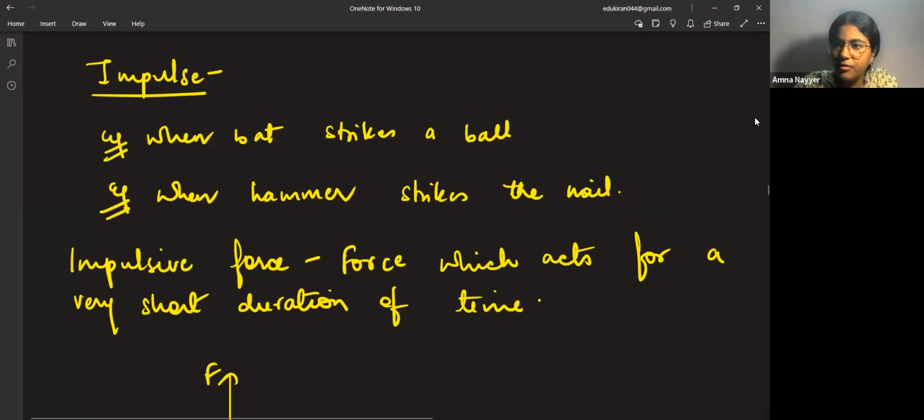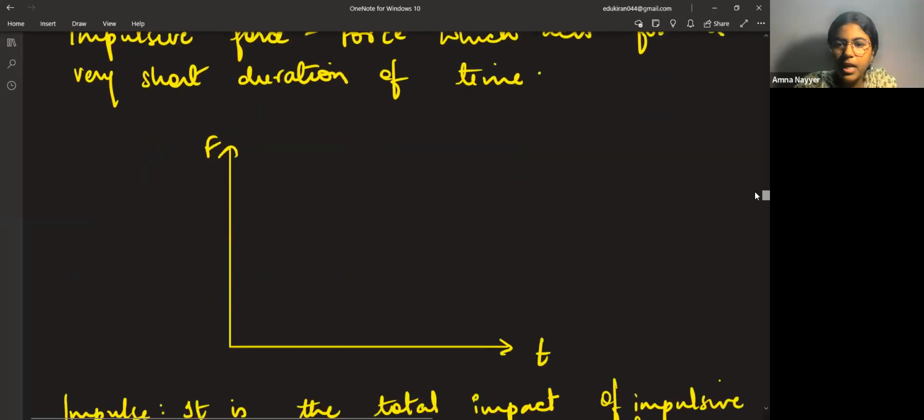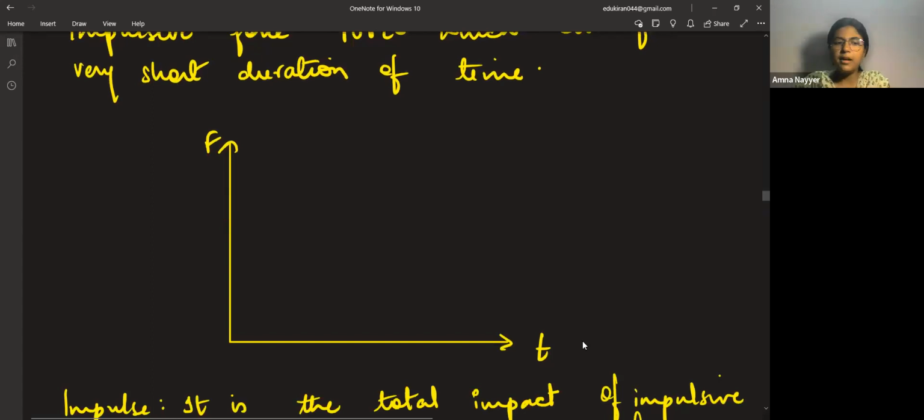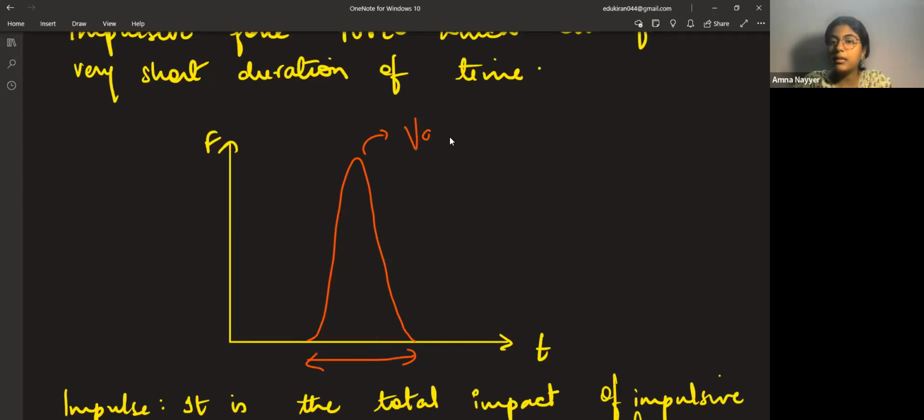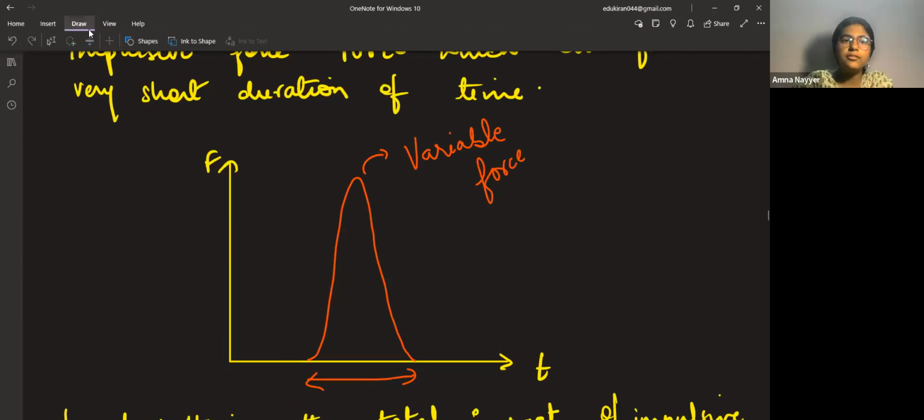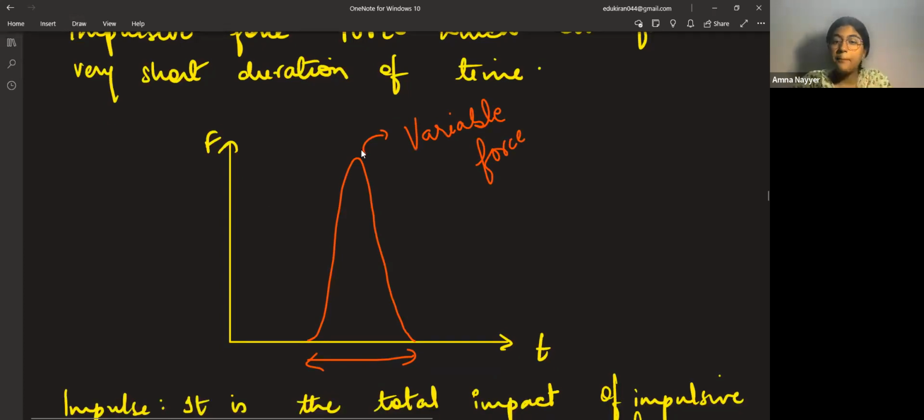I'll tell you with the help of a graph. See, this is a force versus time graph. So there is no force, nothing, nothing, nothing. Suddenly there is a large force that occurs for a very short duration. You can see just for this time span. And this is actually a variable force. That's why this is changing with the graph. All right. This is a variable force. Maximum value is achieved and suddenly zero.